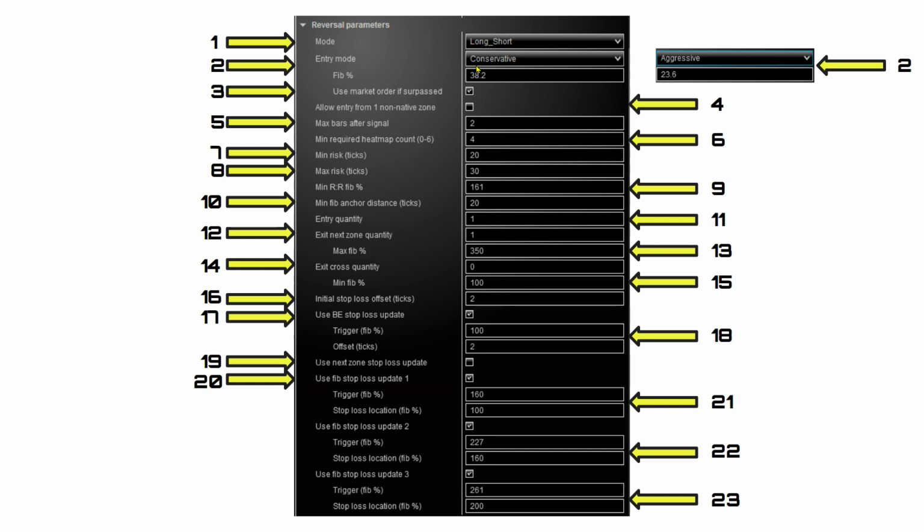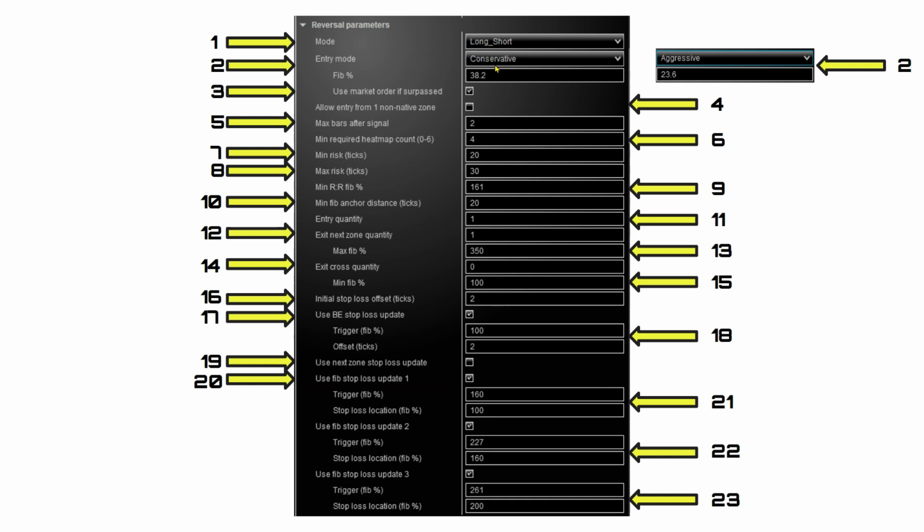So this is a reversal. Parameters for that particular type of trade. So number one is the mode. When you're optimizing, it's long and short as default, but you can actually just optimize for longs or shorts, depending on how that optimization goes. You might just decide to have shorts running.